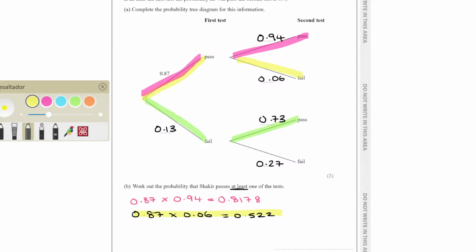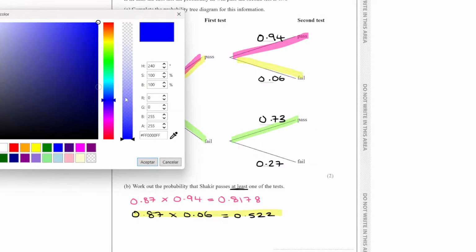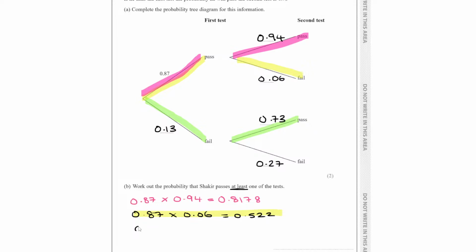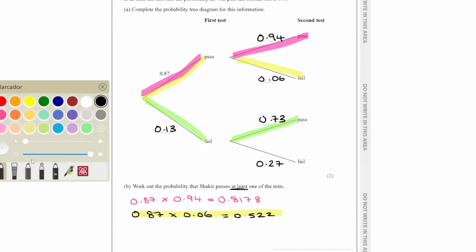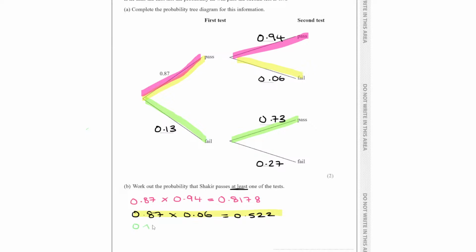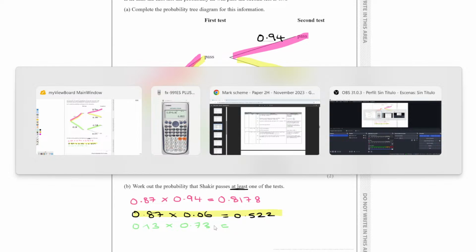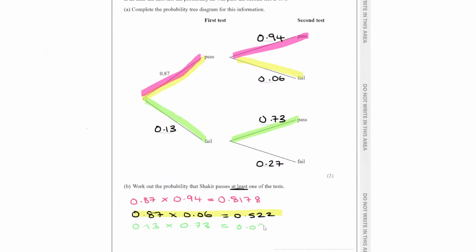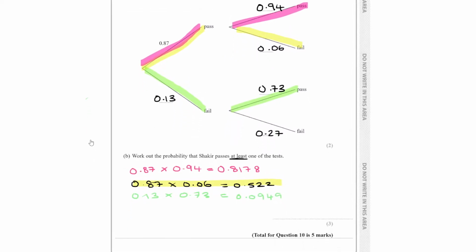And then the green one, fail and then pass, 0.13 multiplied by 0.73. 0.0949. Okay, that's the probability of all these 3 possible options.